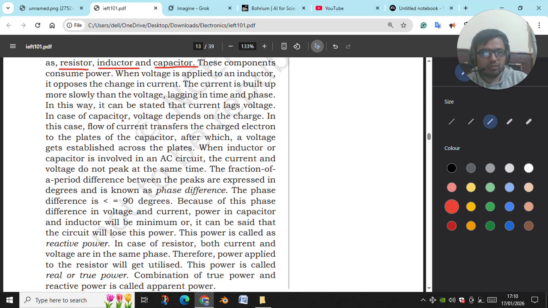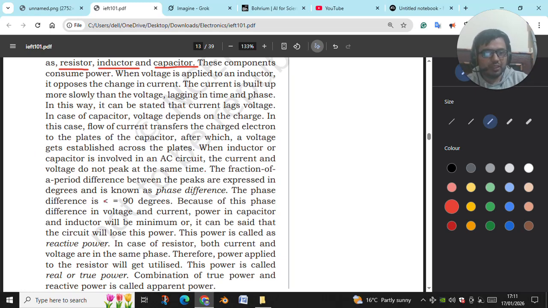In case of a capacitor, voltage depends on the charge. The flow of current transfers the charged electrons to the plates of the capacitor, after which a voltage gets established across the plates. When current and voltage do not peak at the same time, the fraction of a period difference between peaks is expressed in degrees and is known as phase difference.